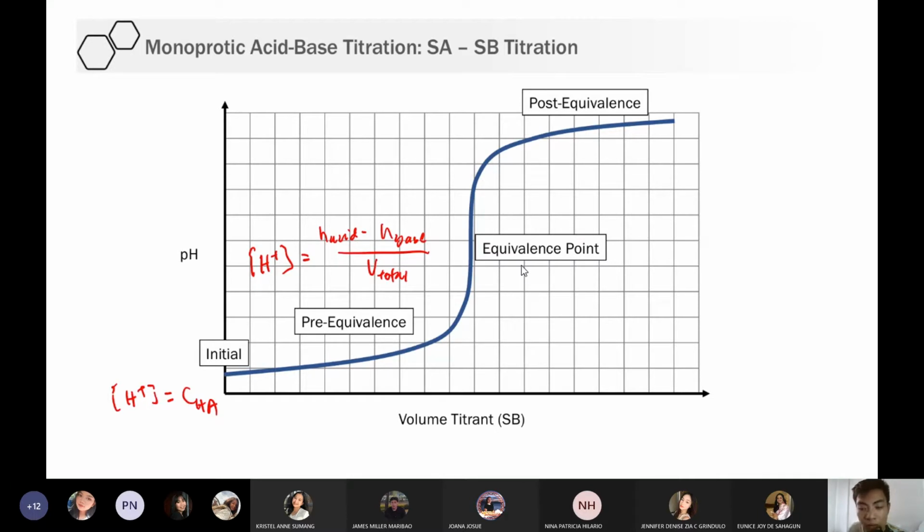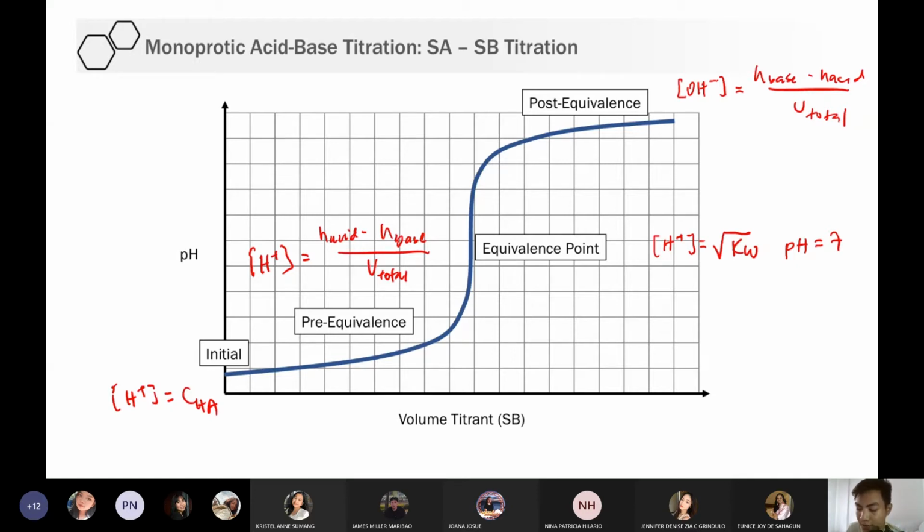At equivalence point, only water will contribute to the pH. So that means the concentration of H plus is equal to the square root of Kw, or basically pH is equal to 7 automatically at equivalence point. And then after equivalence point, sobra ka na ng base, no? So to solve for the amount of OH, that is mole base minus the mole acid divided by the volume total. Okay? So these are the 4 equations that we need to use in order to solve for the pH at different stages.